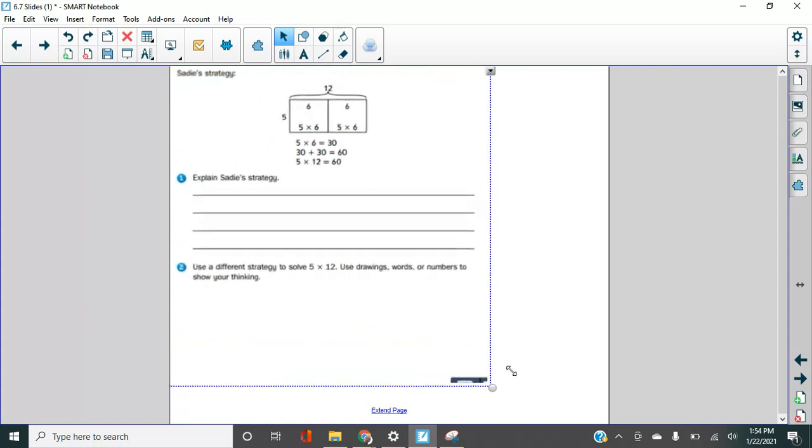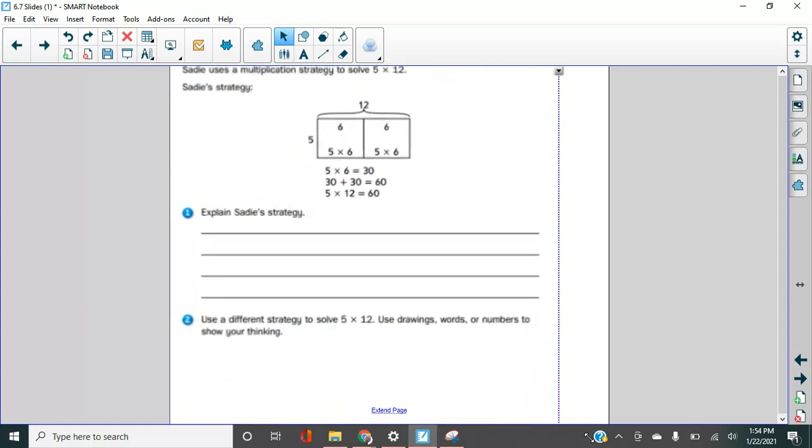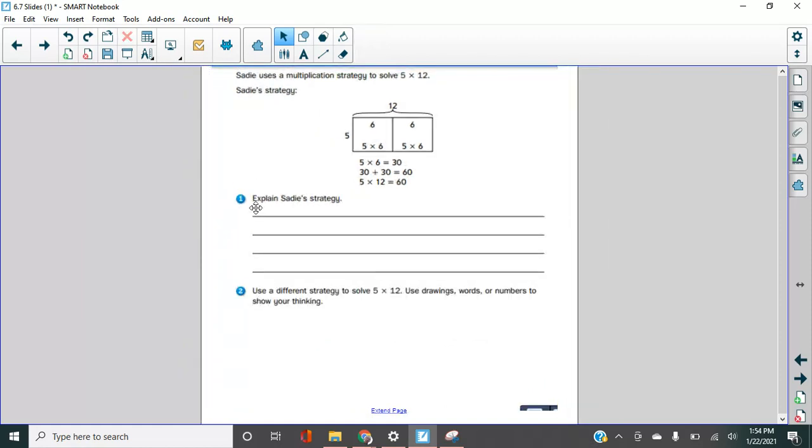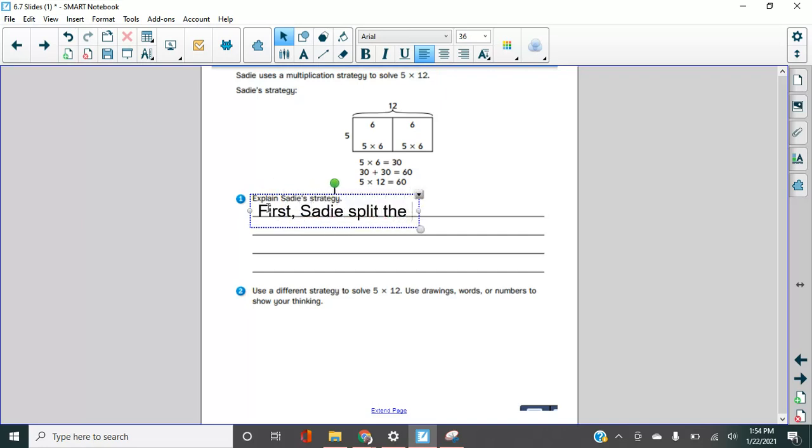Explain Sadie's strategy. When we're explaining things in math, we often want to use sequence words, and we do here for sure, right? First, second, third, last, finally. Those are all sequence words. Next, then. First, Sadie split the 12 into 6 plus 6. That's what she did first, right?